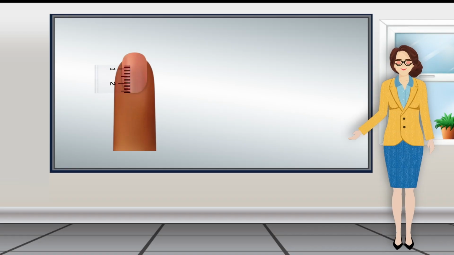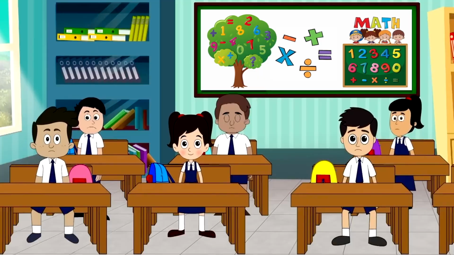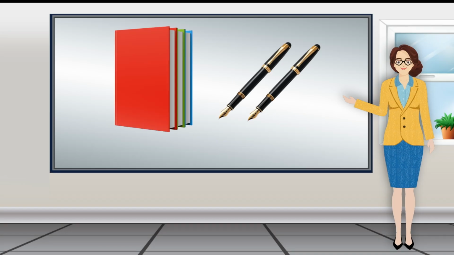To measure the smallest things like a nail or toffee, we use the unit millimeter. And to measure smaller things like pens and books, we use the unit centimeter.